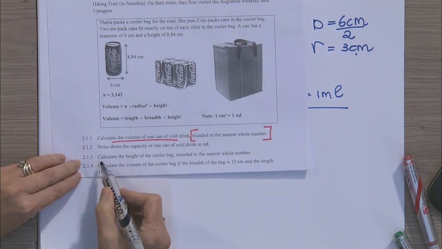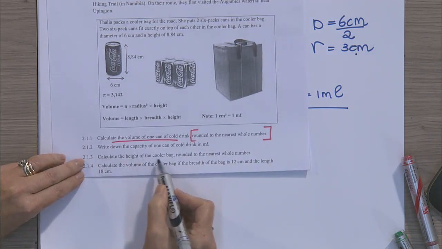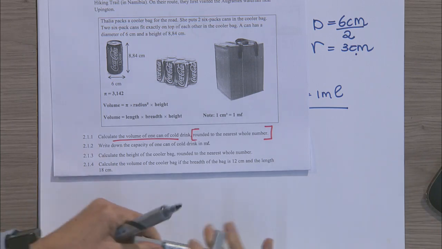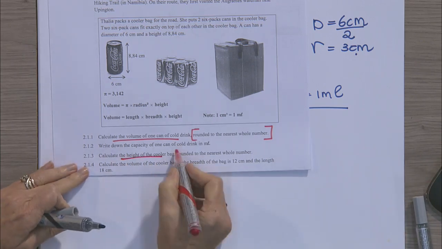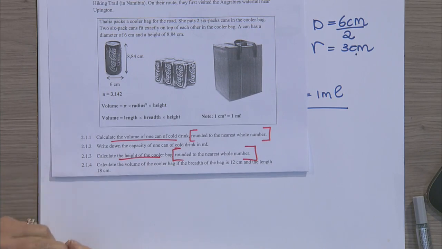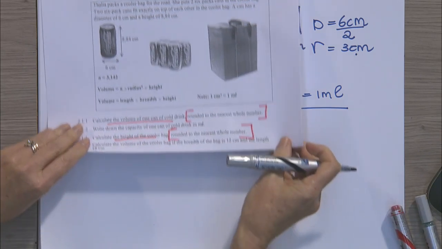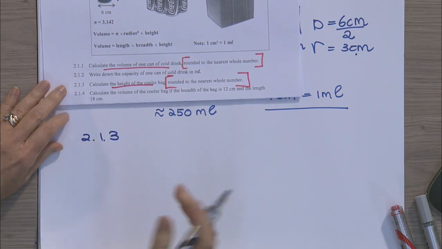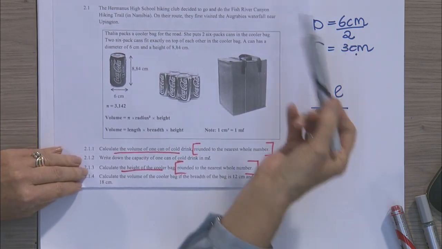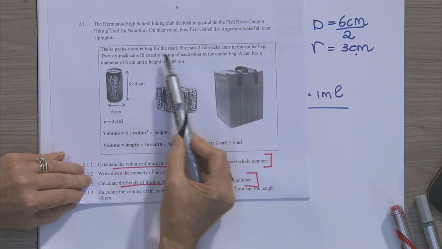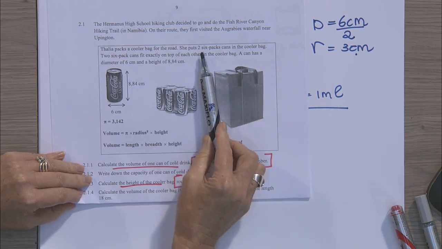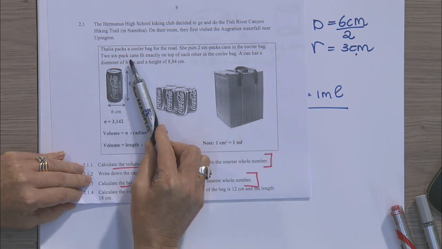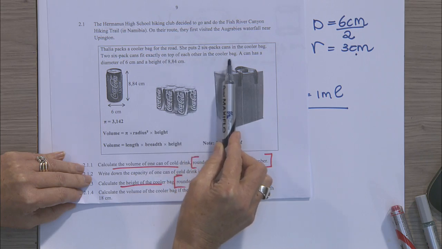Question 2.1.3. Calculate the height of the cooler bag rounded to the nearest whole number. Again, two things. We are going to work out the height of the cooler bag, and then it says rounded to the nearest whole number. So let's do the first thing first. 2.1.3. Calculate the height of the cooler bag. I want to take you back to the second sentence. She puts 2 6-pack cans in the cooler bag. 2 6-pack cans fit exactly on top of one another in the cooler bag.